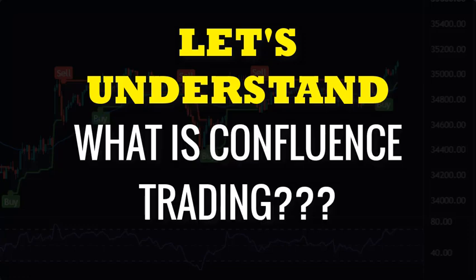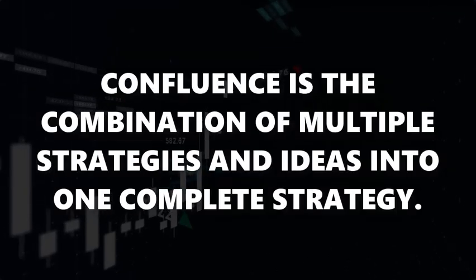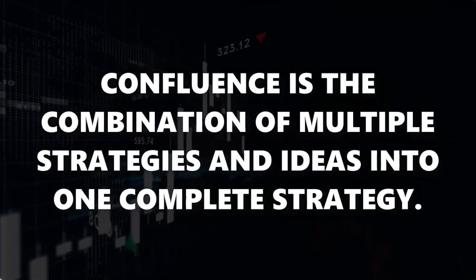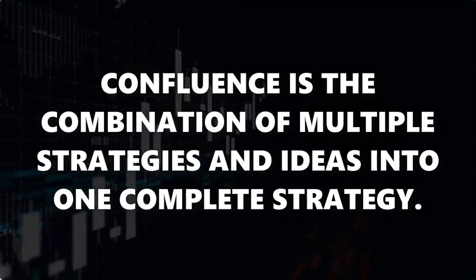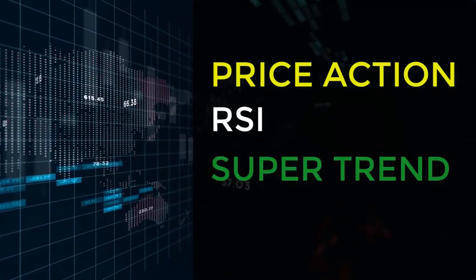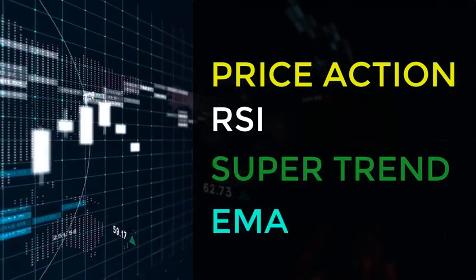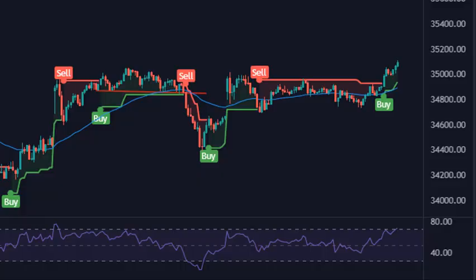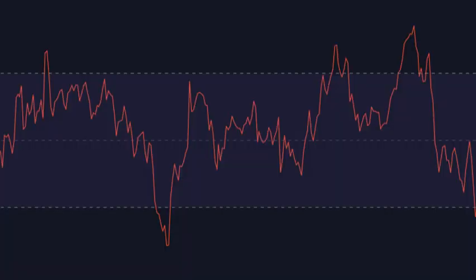So let's understand what confluence trading is. Confluence is the combination of multiple strategies and ideas into one complete strategy. So here we are using price action, including RSI, Super Trend and EMA indicator to get a high quality trade setup. Now we will see how RSI, EMA 50 and Super Trend are generally used.